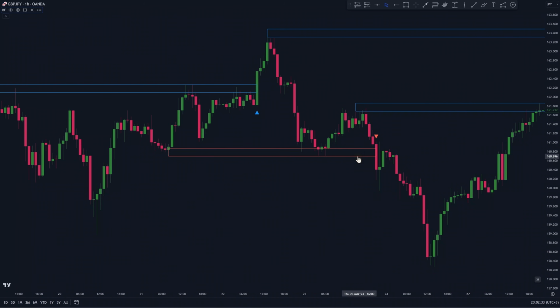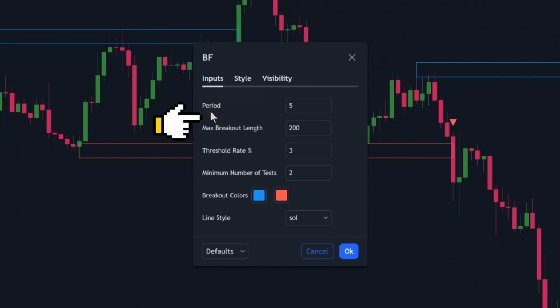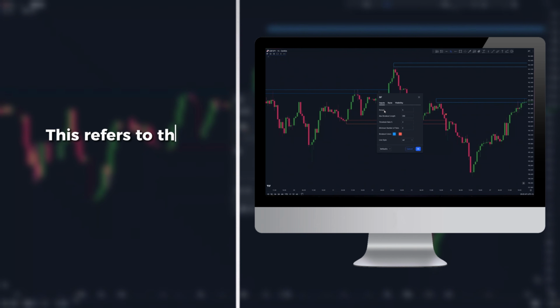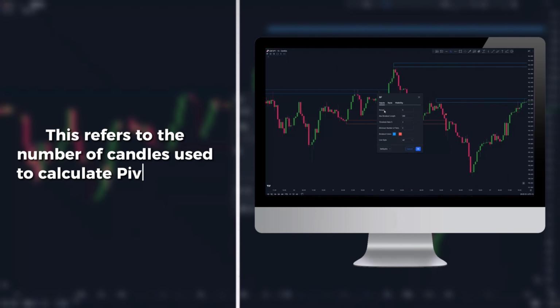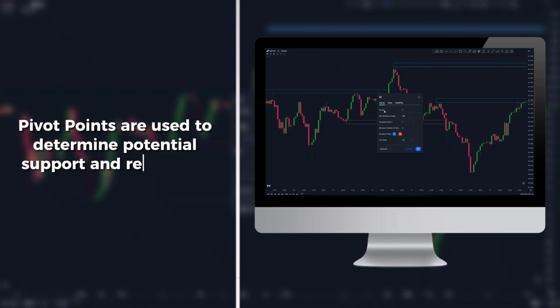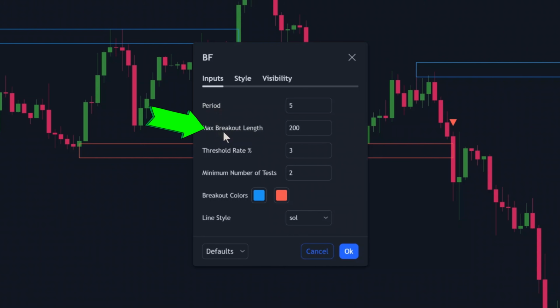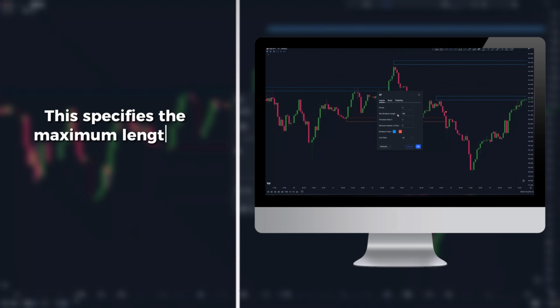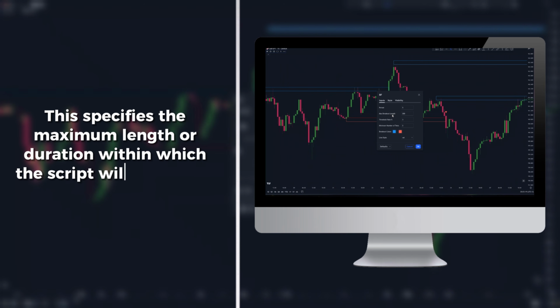Looking at the settings of this indicator, we can see several customizable options. The period. This refers to the number of candles used to calculate the pivot points. Pivot points are used to determine potential support and resistance levels in the market. Maximum breakout length. This specifies the maximum length or duration within which the script will search for breakouts.